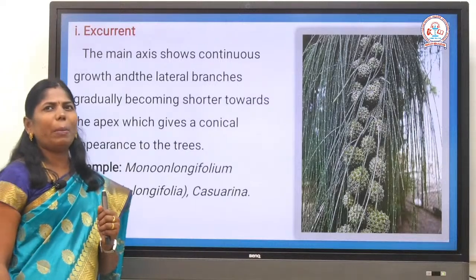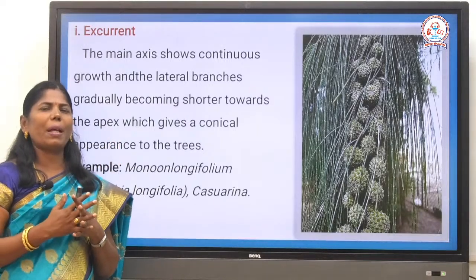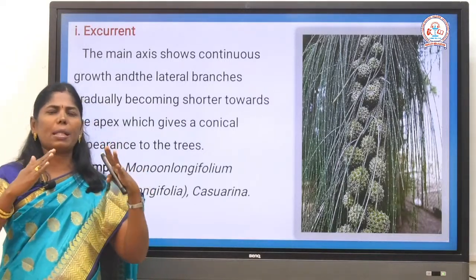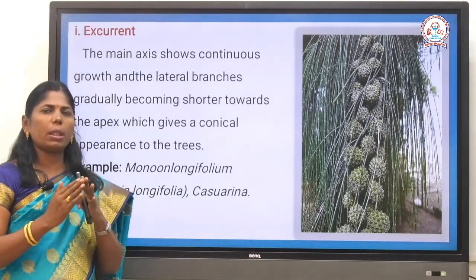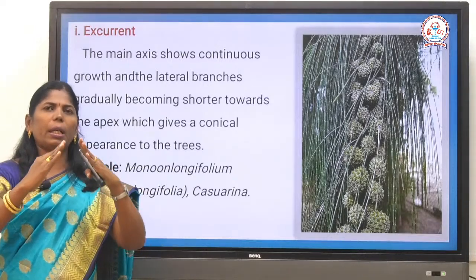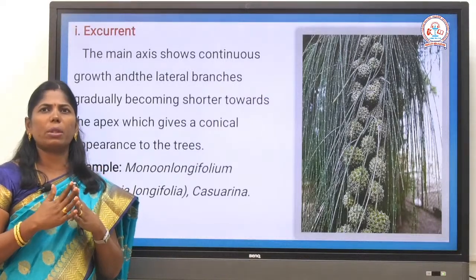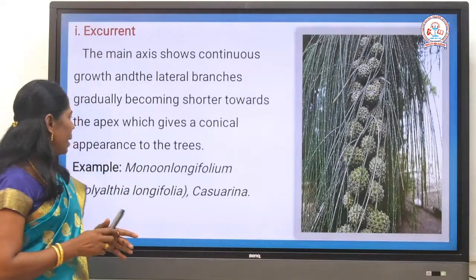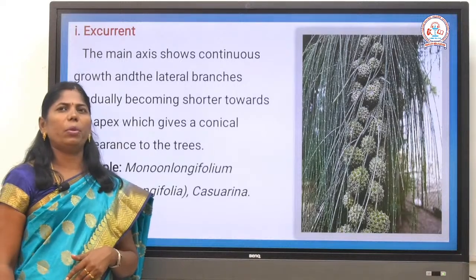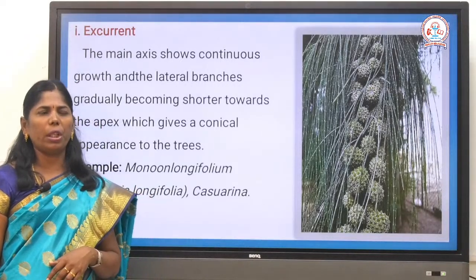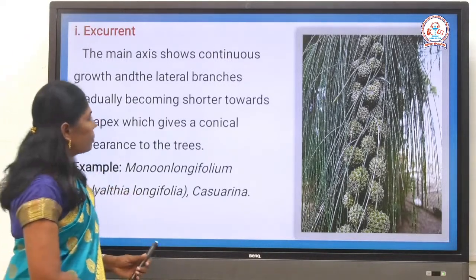Excurrent means the main axis shows continuous growth, and the lateral branches gradually taper. It looks like a cone-like structure. The lateral branches gradually become shorter, like a Christmas tree. That is the appearance of conical trees. That is your excurrent. Examples are Polyalthia longifolia and Casuarina; these are examples of gymnospermic-type plants.